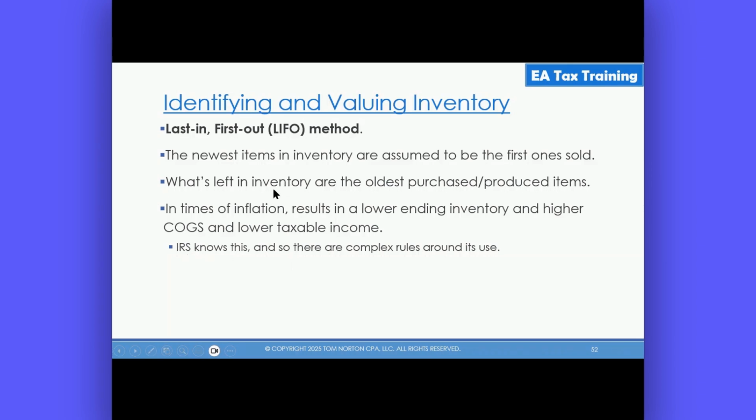So if you think about this with our hammers, this would just be saying the opposite of what we said before. If you bought some 3 months ago, 2 months ago, and 1 month ago, if you sold a hammer today, you would assume that the one you sold was the one you just bought a month ago. That would be the LIFO method.